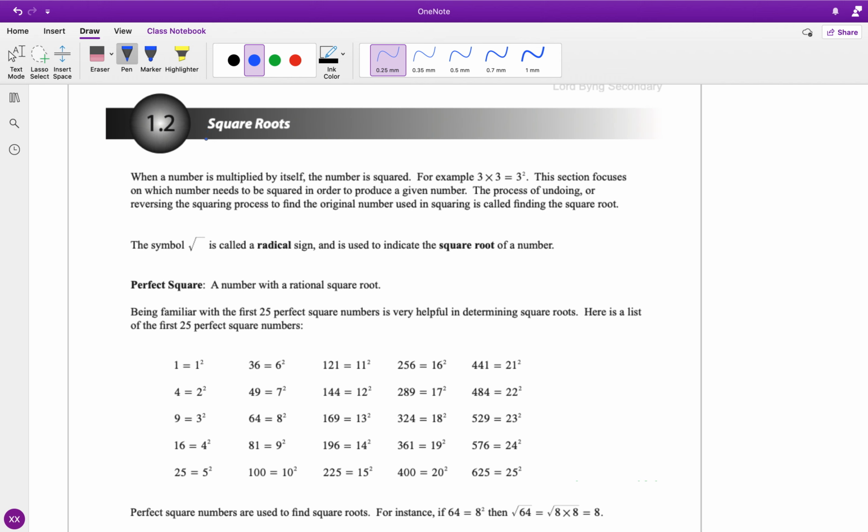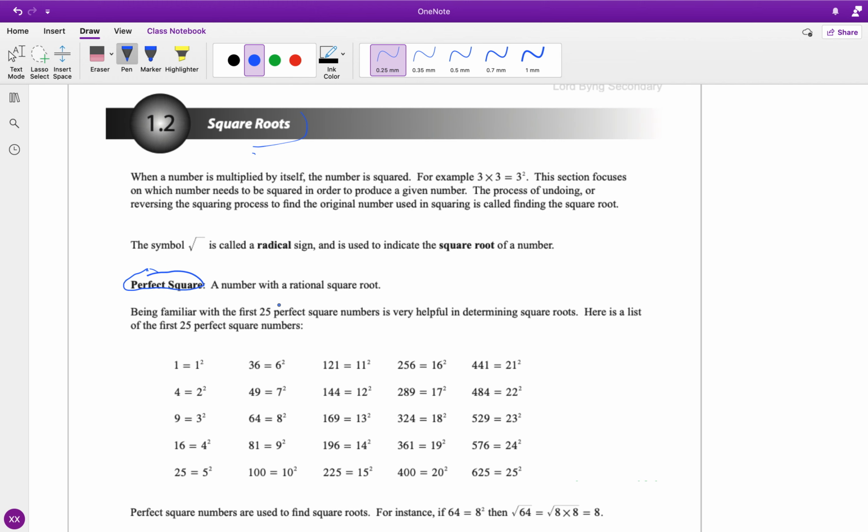Now we're doing 1.2, square root. Okay, square root or square roots. This should not be a new concept either. So now let's take a look at what a perfect square is all about. What is a perfect square?